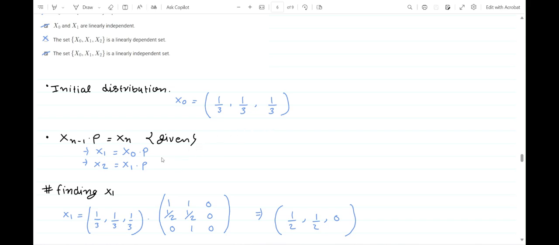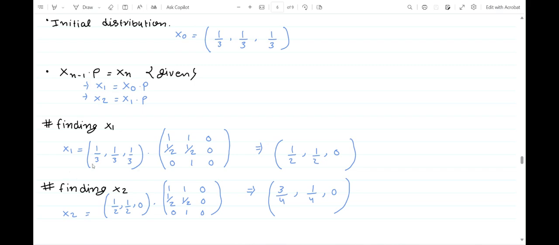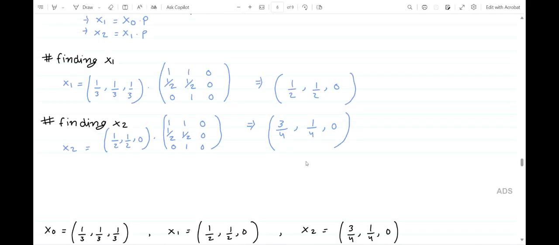Let's now first find x1. To find x1, we have to do matrix multiplication of x naught and P. We are already provided with the P in the question, which is here as 1 0 0, 1/2 1/2 0, 1 0 0. After multiplying x naught with P, the result is going to be 1/2, 1/2, and 0. Similarly, if we find x2 by multiplying x1 with P, then the value of x2 is going to be 3/4, 1/4, and 0. Now we have all the three values of x naught, x1, and x2.